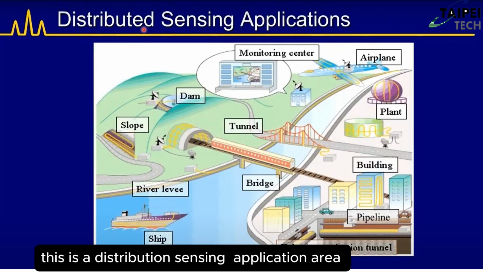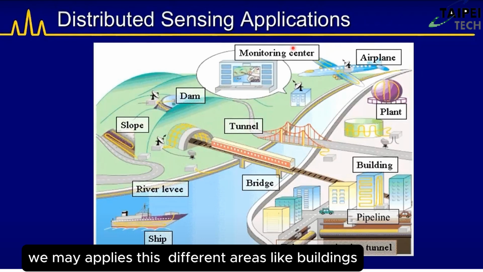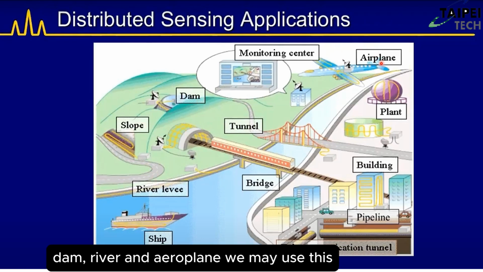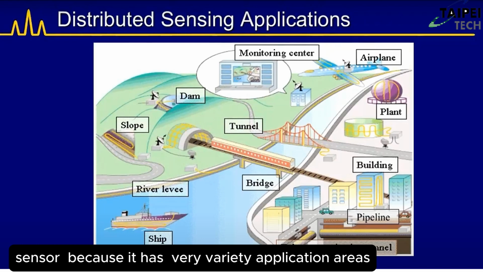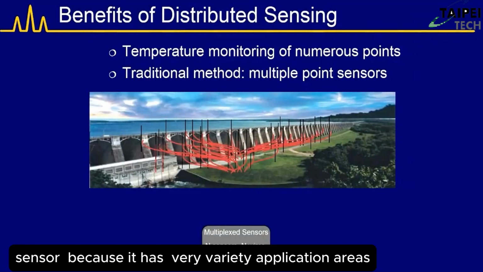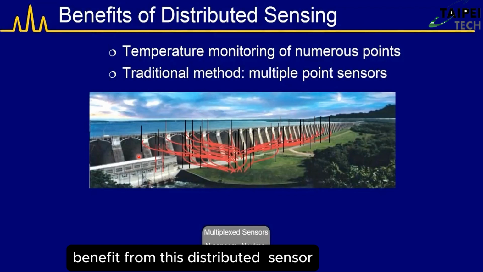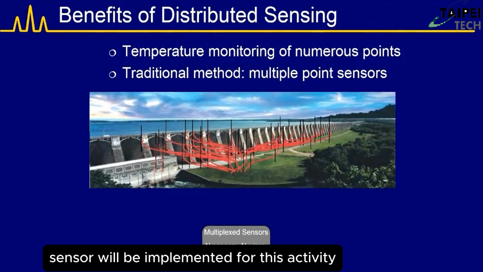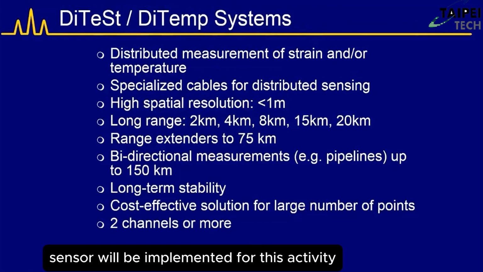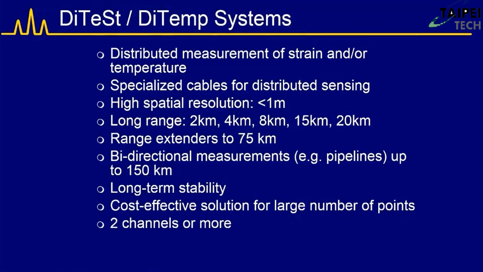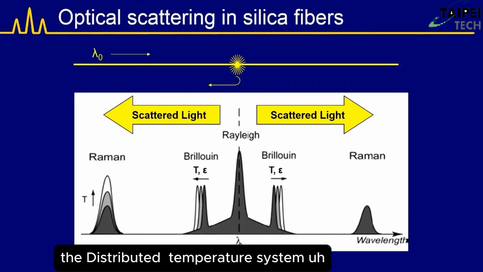This is a distributed sensing application area. As we have observed, we may apply this in different areas like buildings, land, tunnels, dams, rivers, and airplanes. We may use this sensor because it has a wide variety of application areas, and we may benefit from this distributed sensing, like temperature monitoring at numerous points, and multiple point sensors will be implemented for this activity. These are some advantages of this distributed temperature system.